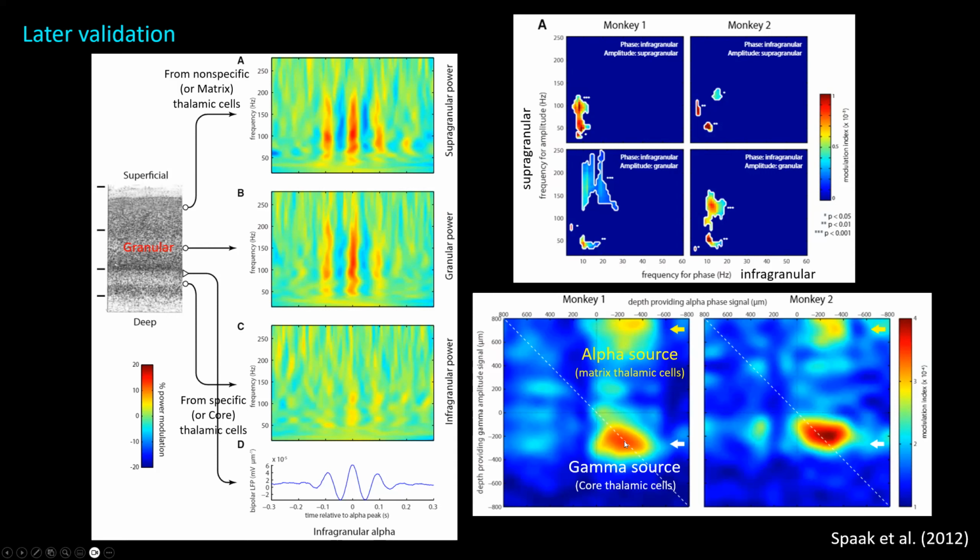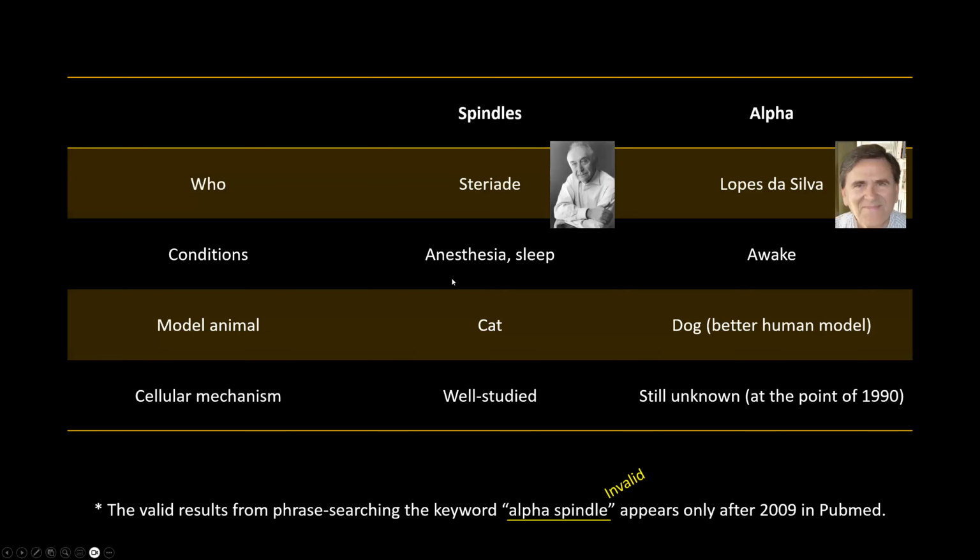That means deep. So this alpha source and the gamma source are differentially modulated and generated in different depths of the layers. And again, the different depths mean different thalamic controls. So let me summarize the difference between the spindles and alpha.